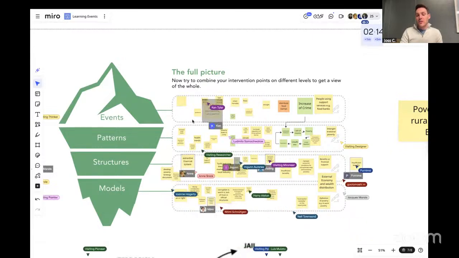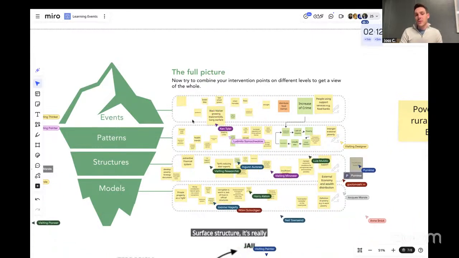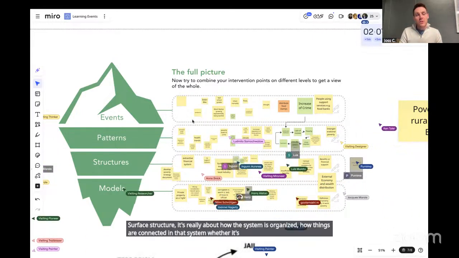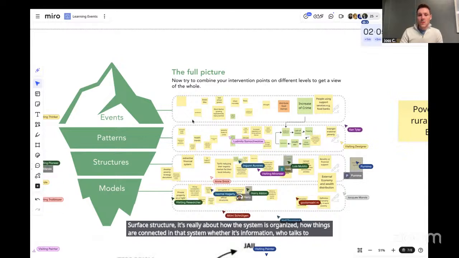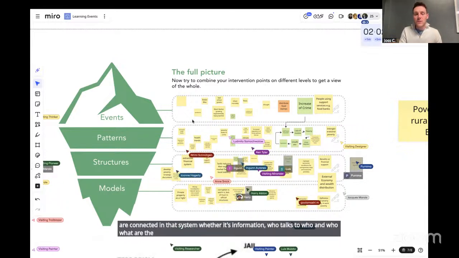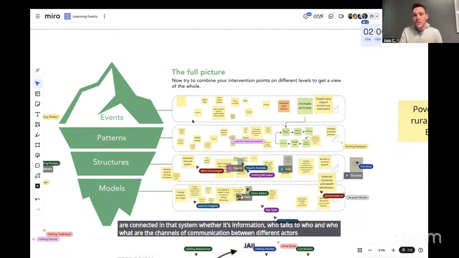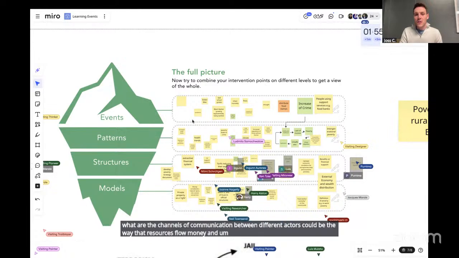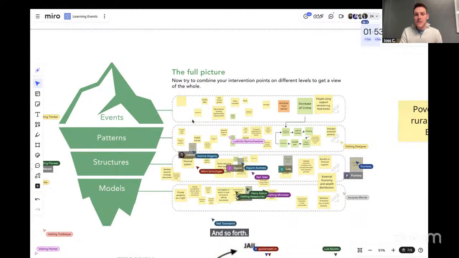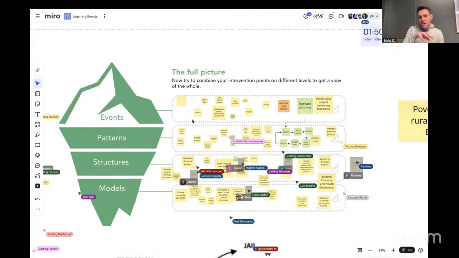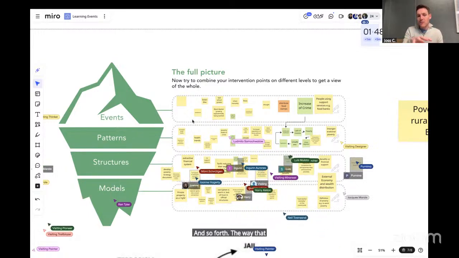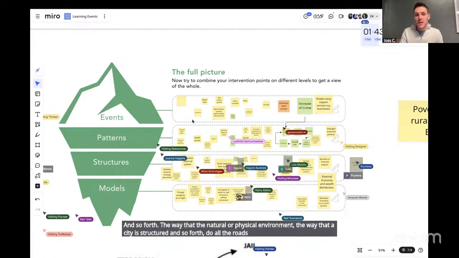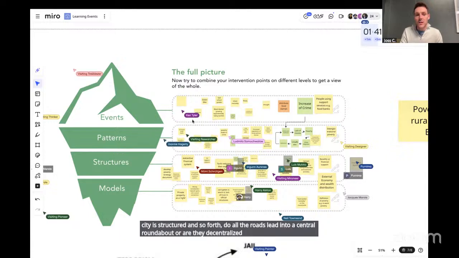So for structure, it's really about how the system is organized, how things are connected in that system, whether it's information, who talks to who, and what the channels of communication are between different actors. Could be the way that resources flow, money, and so forth. It could be the way that the natural or physical environment, the way that a city is structured. Do all the roads lead into a central roundabout, or are they decentralized?